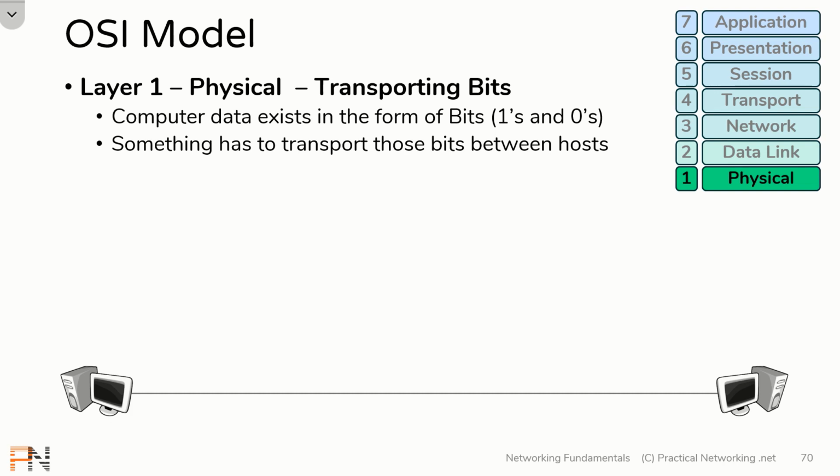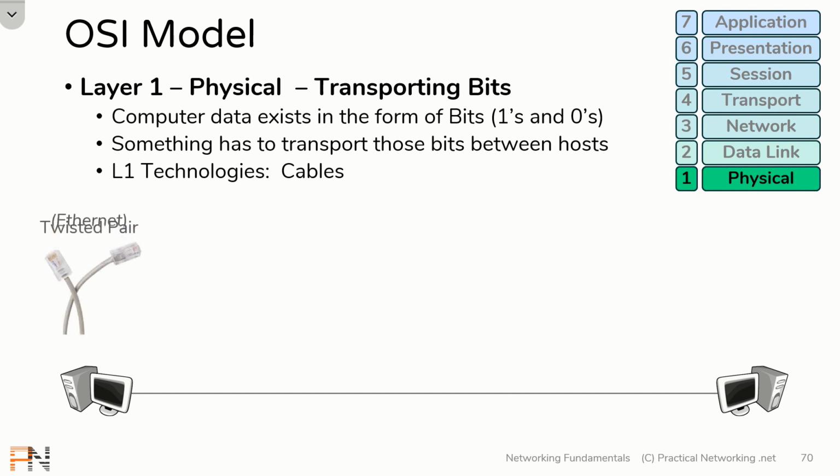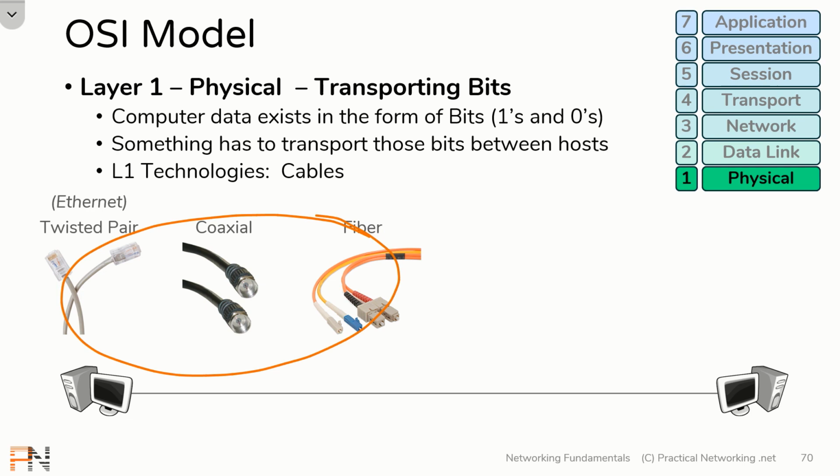And anything that contributes to moving ones and zeros from this computer to this computer is considered a layer 1 technology. For example, cables all fall under the concept of layer 1 technologies. All of these cables serve the purpose of taking bits from one end and taking them out to the other end. But don't get too caught up on the word physical.